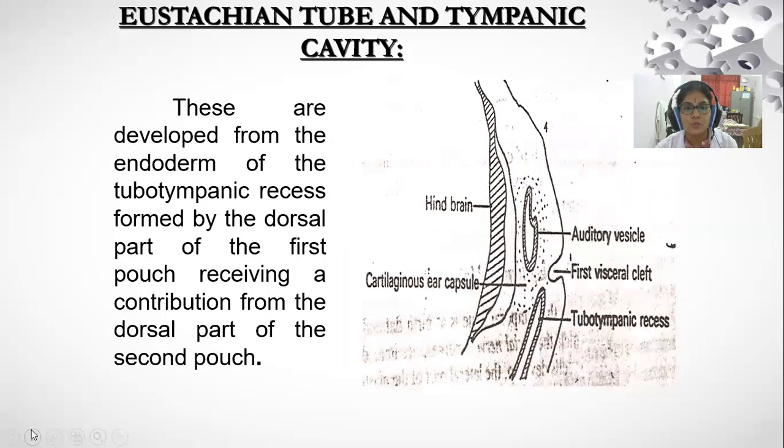So the eustachian tube and the tympanic cavity are developed from the endoderm of the tubotympanic recess, formed by the dorsal part of the first branchial pouch, receiving a contribution from the dorsal part of the second pouch. That's the tubotympanic recess.